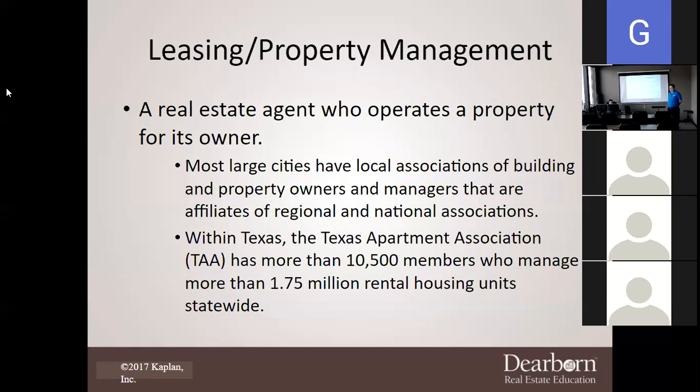And with the management company, you have to have so many properties. The time it takes, it's a pain. I'm just going to put it that way.